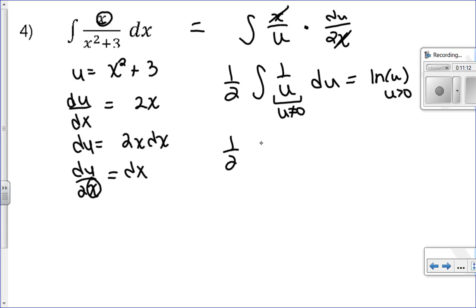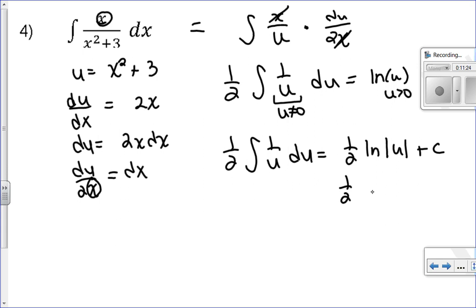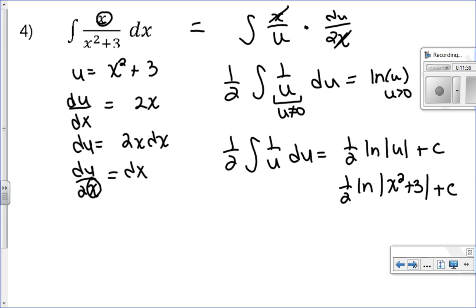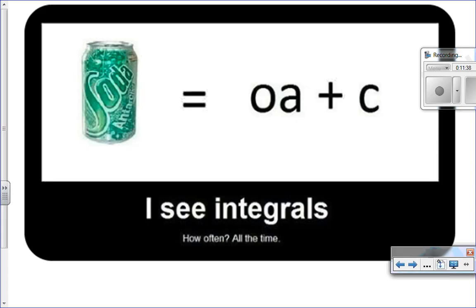So what I'm going to do, instead of it being ln u, it's going to be 1/2 times ln of the absolute value of u, because then my domains will match. So this will just be 1/2 times the natural log of, instead of u, I have x squared plus 3, all plus c. So that, in a nutshell, is u substitution.